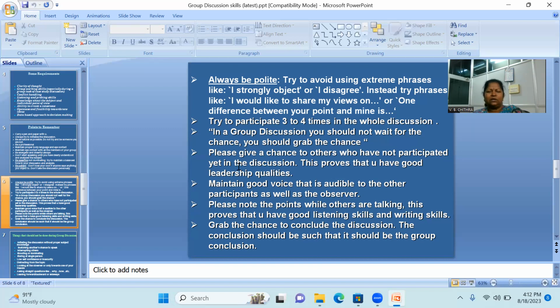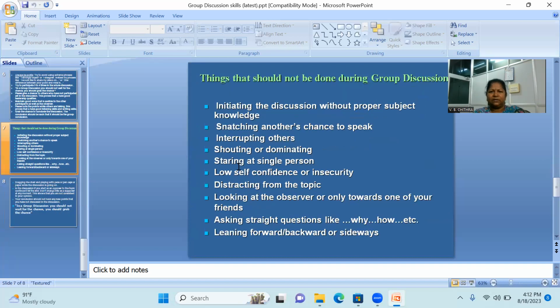Next, try to grab the chance to conclude the discussion. The conclusion should be a group conclusion, so here you should not give your individual opinion. You need to take into consideration the whole group's points, and even if they have talked about some negative points, you can cover 1 or 2 negative points if you feel that they are important. Whatever you have discussed, from those points you need to conclude. These are some of the essential things related to group discussion.